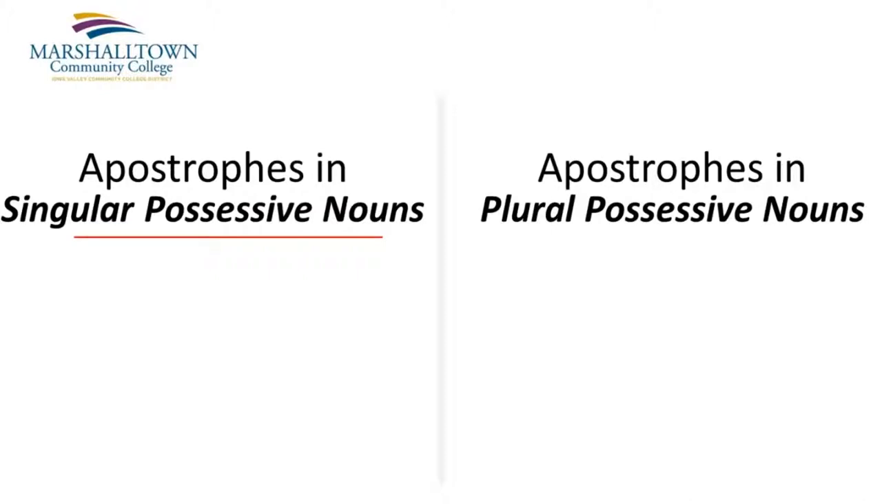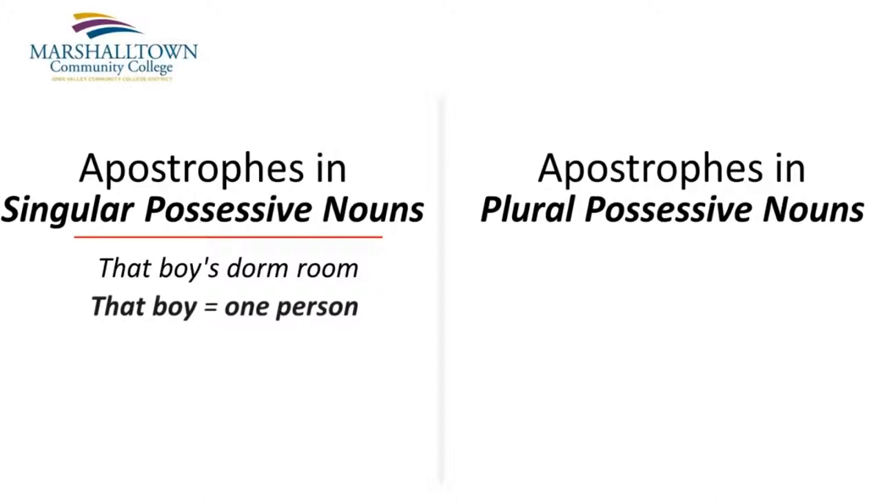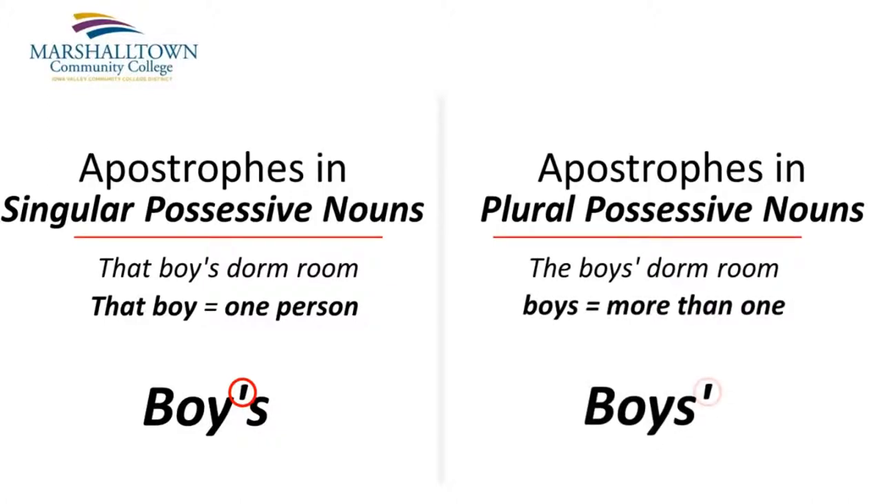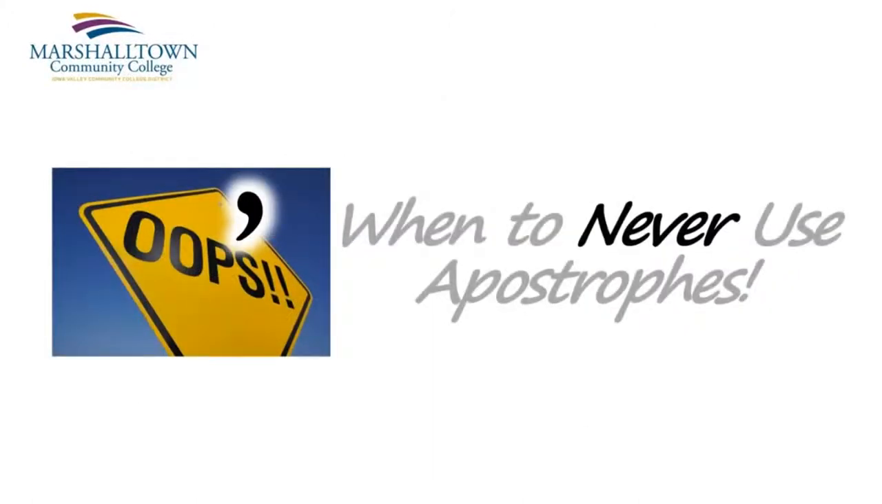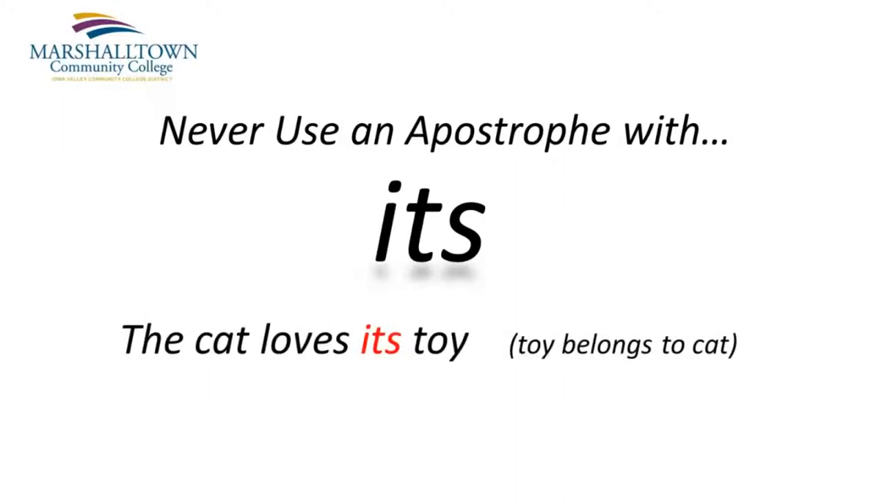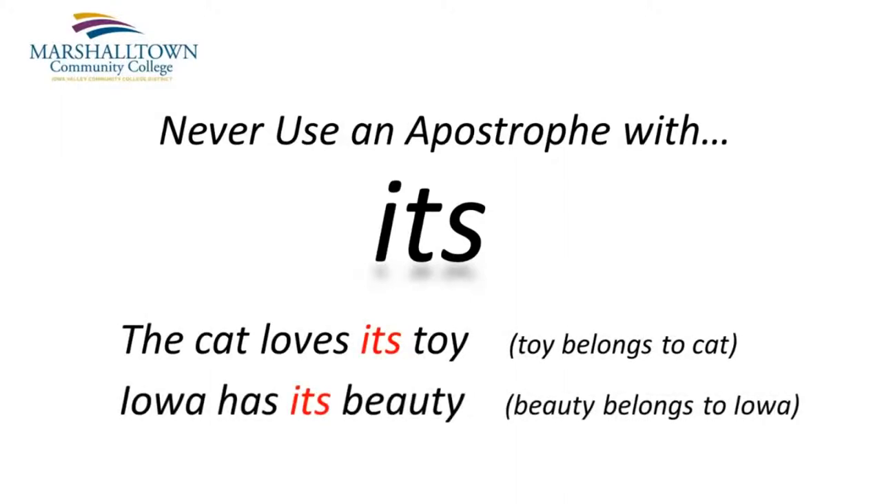And that's because in the English language we have 2 different kinds of possessive nouns: singular possessive nouns and plural possessive nouns. And wouldn't you know, each uses apostrophes in a different way. For example, that boy's dorm room. To show that a dorm room belongs to a specific person, we place the apostrophe before the letter S. However, if we talk about a dorm room belonging to a group of people, we place the apostrophe after the letter S.